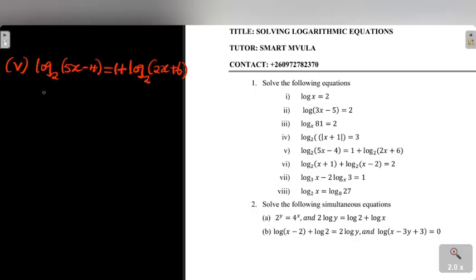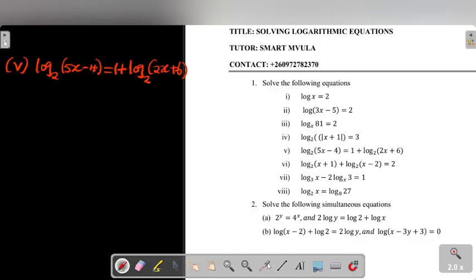So what we're going to do first is we'll make the other log cross an equal sign. So we'll make this log cross an equal sign, so it will be negative. So we have log of the base of 2. Then here we have 5x minus 4. Then minus log of 2x plus 6. The base is 2. This is equal to 1.